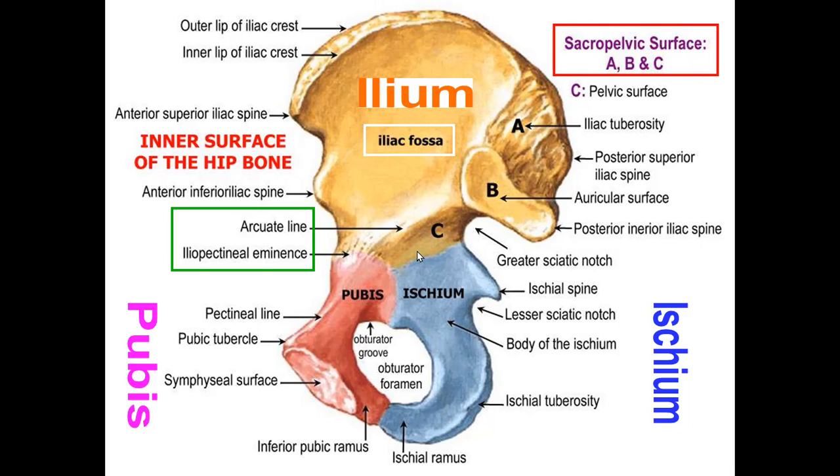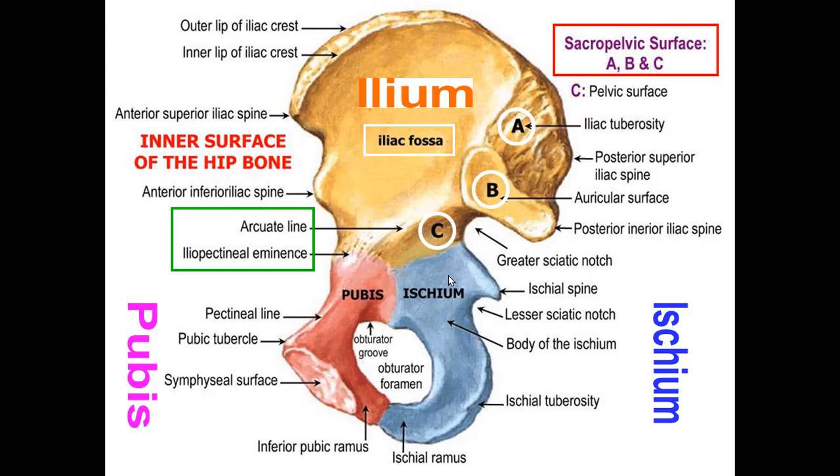The sacropelvic surface is divided into three parts: iliac tuberosity, upper part; auricular surface, middle part, for the articulation with the sacrum; and the pelvic surface, lower part. This is the pubis, body, superior ramus, inferior ramus, and this is obturator groove. The superior ramus has pectineal line and the pectineal surface. The medial surface of the body is the symphysial surface for articulation with the opposite hip bone to form the pubic symphysis. The inferior pubic ramus fuses with the ischial ramus to form the pubic arch.